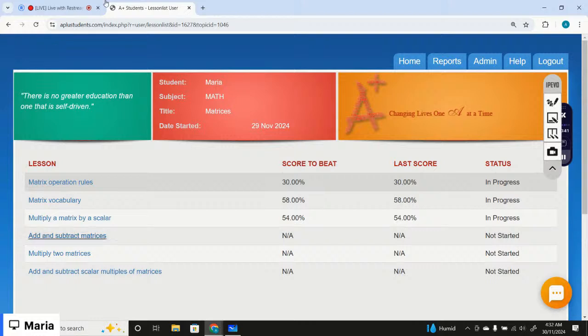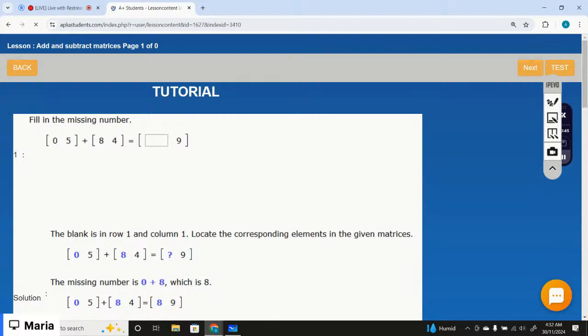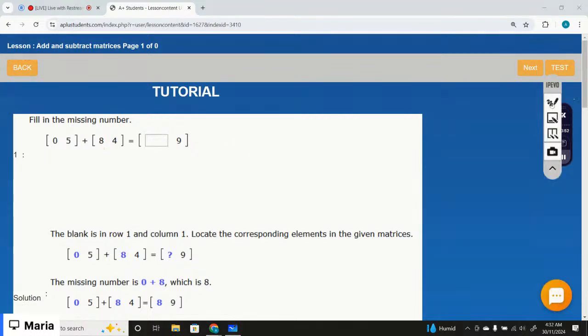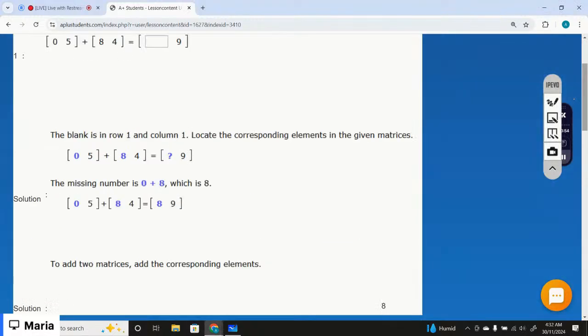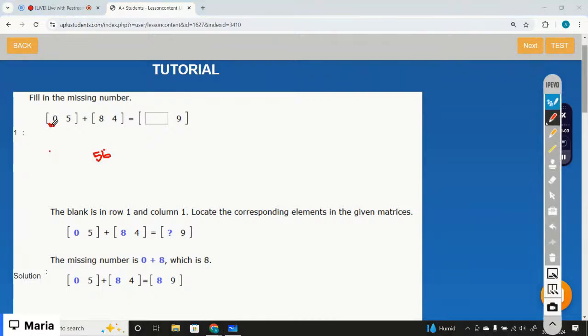Let's just start with the lesson. Fill in the missing numbers. So when you are going to add the matrix, you add the elements that are on the same position, right? Like this one is 1 1, the first row, first column. You have to add it to the 1 1, that is again the first row, first column.